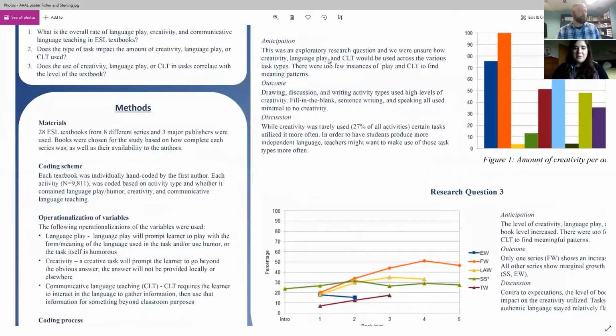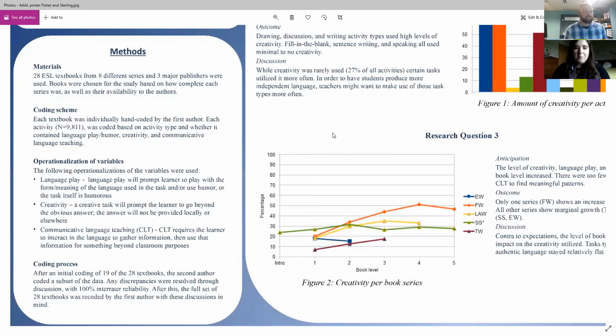To investigate these questions, we looked at 28 different ESL textbooks from 8 different series across 3 major publishers. We chose the books based on how complete each series was and, of course, our access to the textbooks. Each of the tasks within each book was individually hand-coded by me. That's about 10,000 activities altogether, individually coded for whether or not they contained language play, creativity, or CLT.